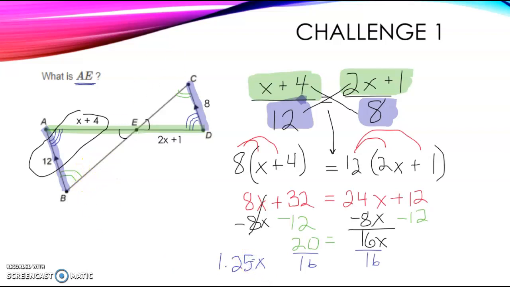And if we notice, AE was labeled to be x plus 4. And so then I'm going to just take my x value of 1.25. And in this case, I'm just going to add 4 to it to get my final answer for AE. So 1.25 plus 4 is going to be 5.25. And that is our final answer for AE.